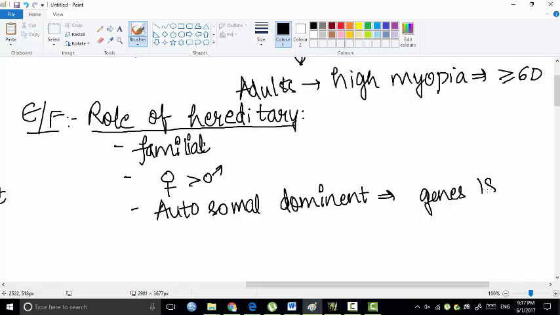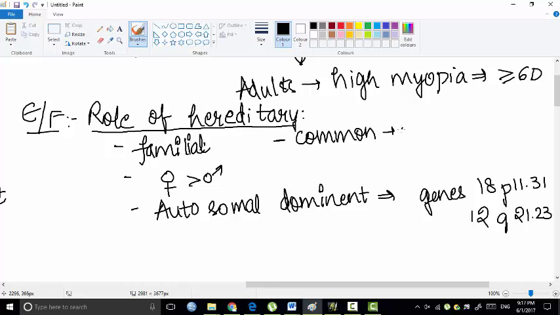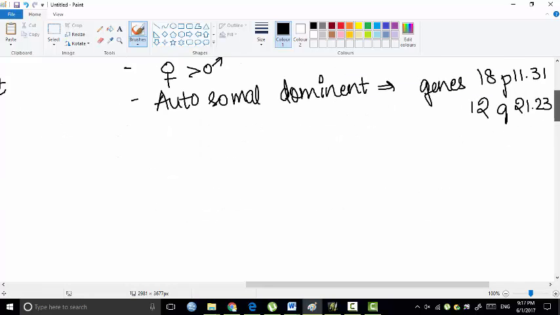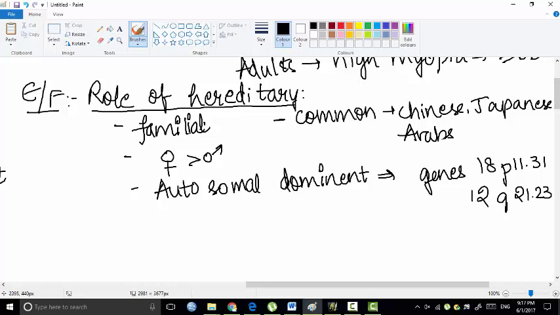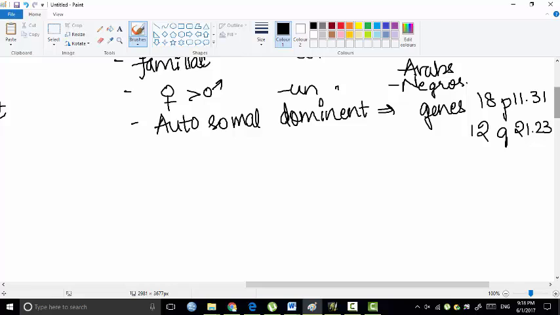The genes linked to this pathological myopia are 18p 11.31 and 12q 21.23. It is common in some races, basically Chinese, Japanese, and Arabs, and it is uncommon in Negroes, right? So all these are the hereditary factors related to pathological myopia. Hereditary or genetic factors are an important determinant for myopia development.